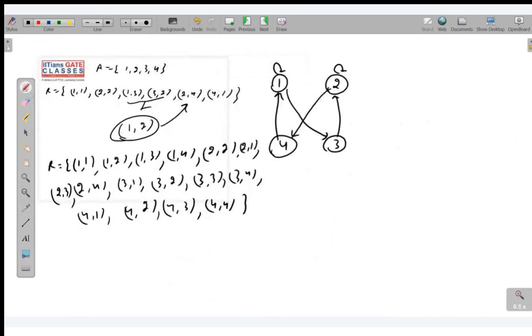And if you want to define formally what exactly transitive closure is, the transitive closure is R^0 ∪ R^1 ∪ R^2 ∪ ... up to infinity.